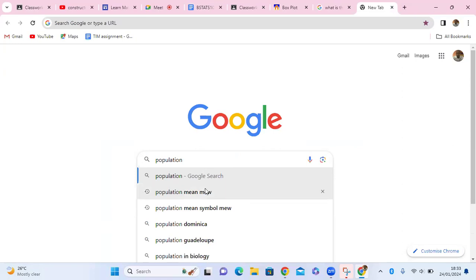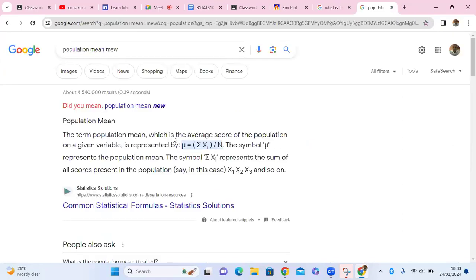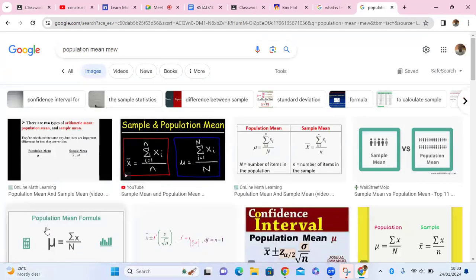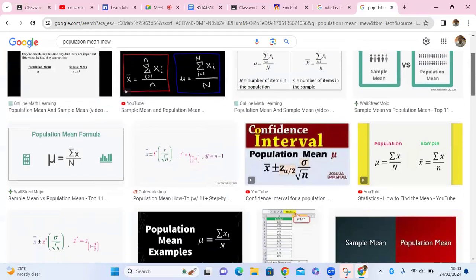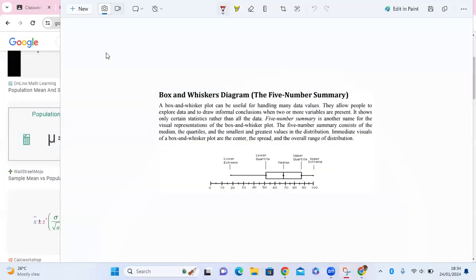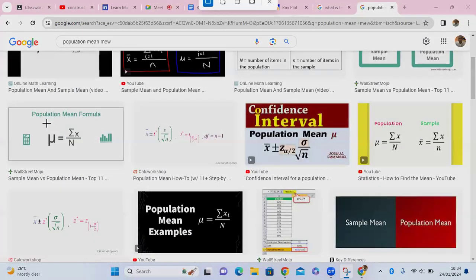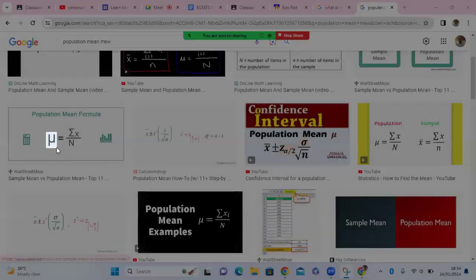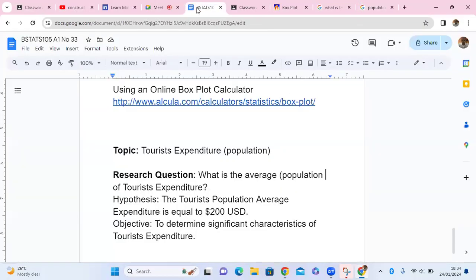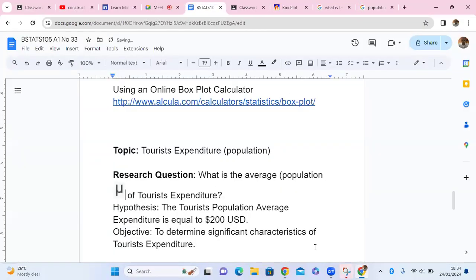The population mean is mu. The symbol for mu here is a Greek letter. Here it is, population mean. Because whenever you ask a question about the topic, you are referring to the population, and that's the symbol for it. The hypothesis is a response about the population also: the average population expenditure of the tourists is 200 US dollars.